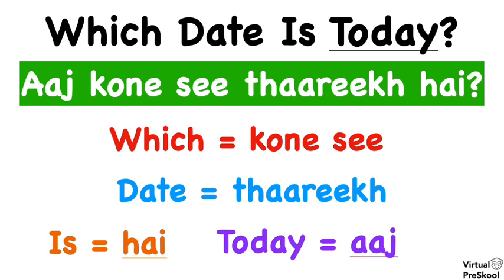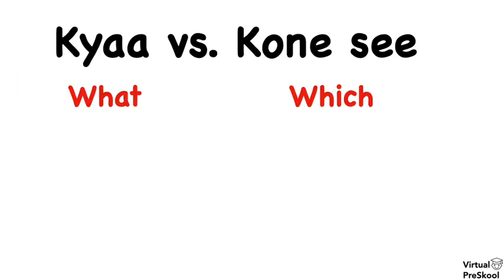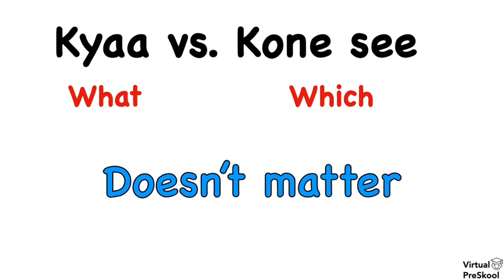And again, this is the way on the screen right now, आज कौन सी तारीख है. This is the way you're going to be seeing it said more often in conversational Hindi. Okay, so then between kya and कौन सी, which one should we use? Which one's better? It doesn't matter. You can use either one.